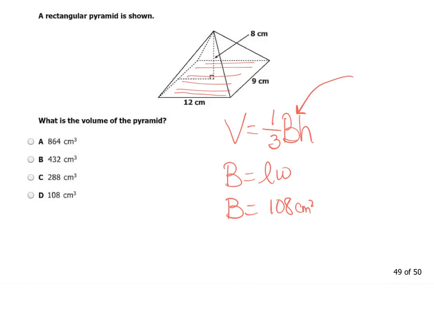So now we're going to put that in the formula. 1/3 of 108 times the height, and it is 8. And let's see what we get. 288 centimeters cubed.